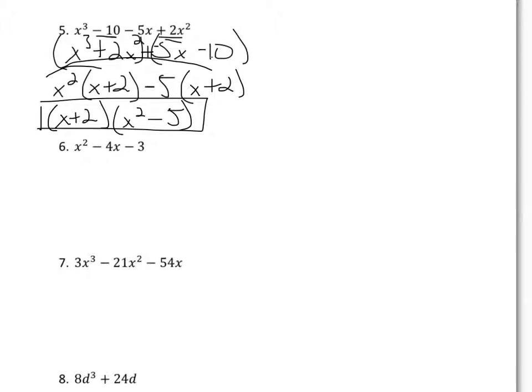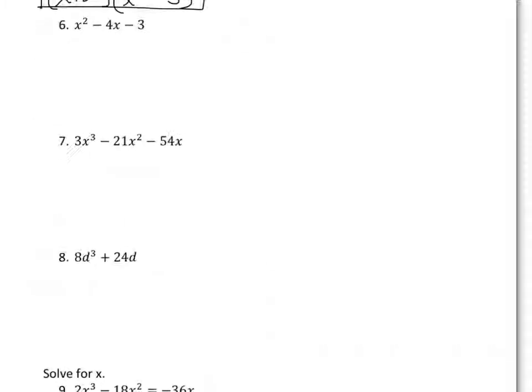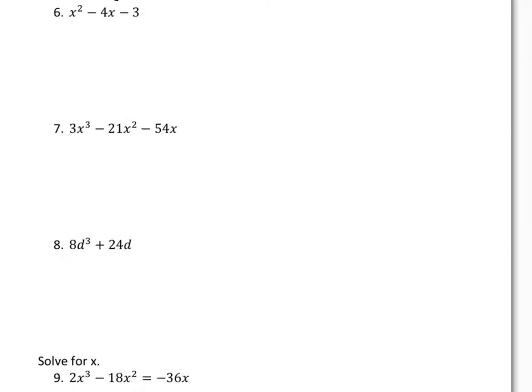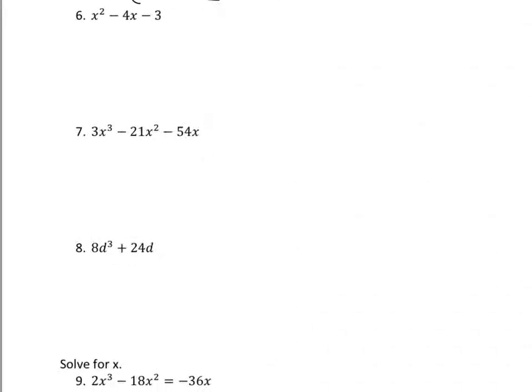Okay, so now all rules are off. We just try to factor in whatever ways we know we can. For number 6, this is just one of those trinomials. There's not 4 terms here. So we can go ahead and factor like we know how with an x and an x, with two numbers that multiply to negative 3 and that add to negative 4.